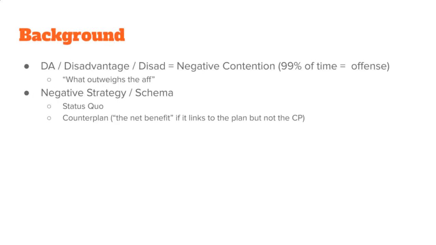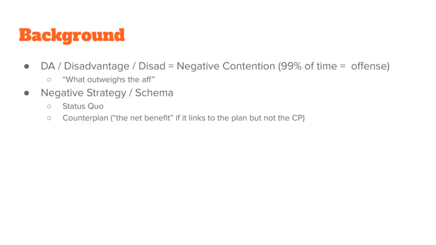Some basic background: what are the components of a disadvantage? A disadvantage can also be called a disad. Those are usually the three terms people use. In PF terms, they're basically a negative contention. 99% of the time, they're offense, and we'll talk about the difference between offense and defense in a second.